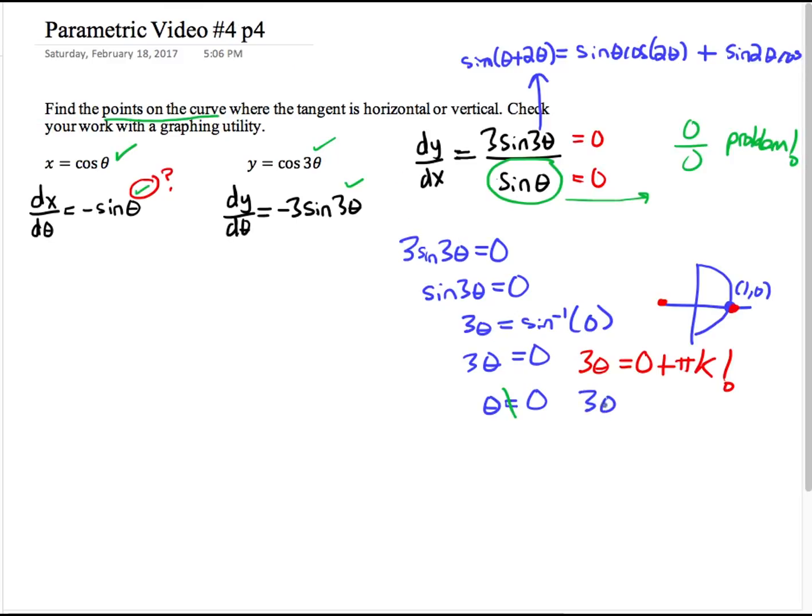So I think the next spot is going to be right there at pi. So it's going to be 3 theta equals pi for the arc sine of 0. So that's going to be theta equals pi over 3. Let's see if that messes us up.